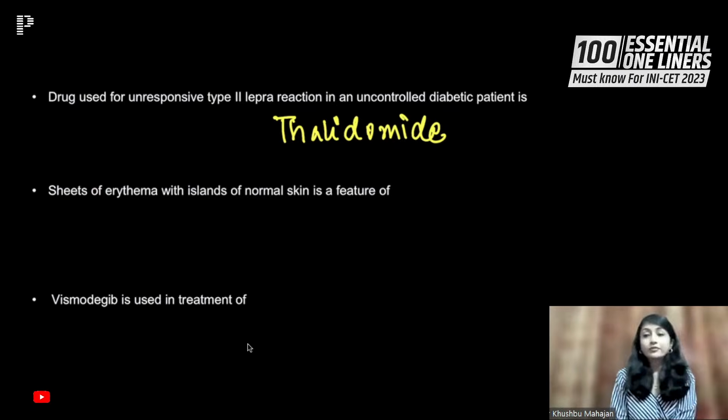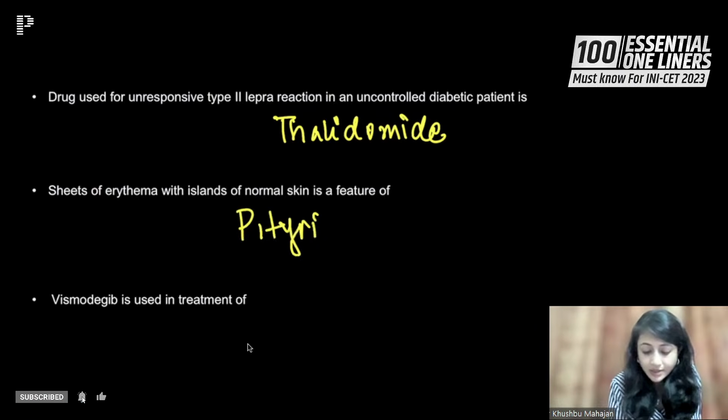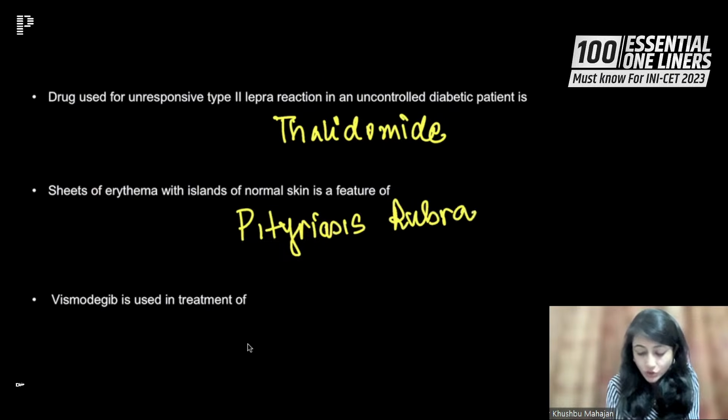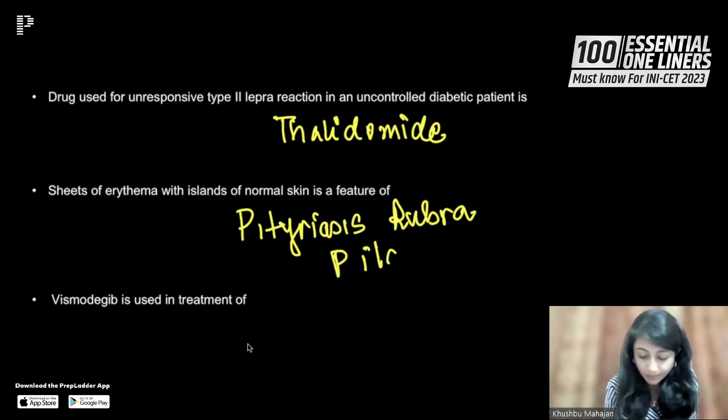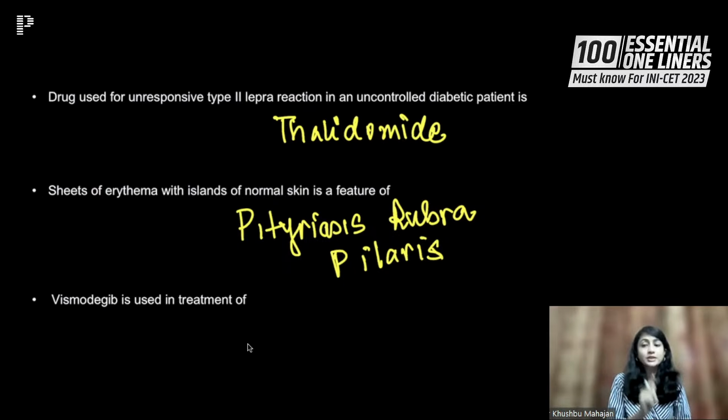So I think you got confused here. It would be PRP or pityriasis rubra pilaris. It is not dengue. It is not LPP. Pityriasis rubra pilaris patient presents with sheets of erythema, and in between there are islands of normal looking skin. Whenever they say islands of normal looking skin, please remember it is PRP. A few other features of PRP is PRP sandal that you can get.